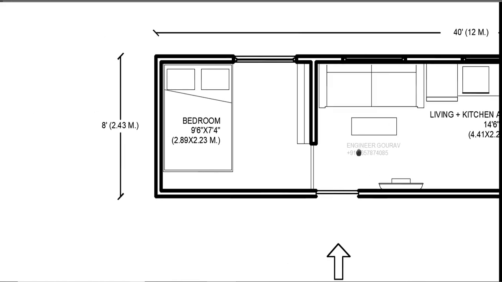If we go on the left side, so we have a bedroom here. You can see here the bed arrangement, wardrobe arrangement, and a large size window for ventilation and light purpose.